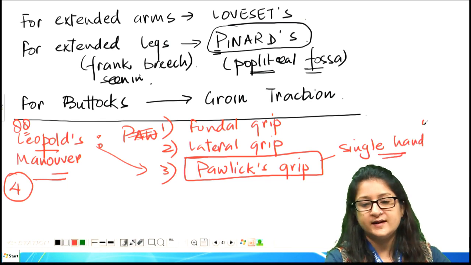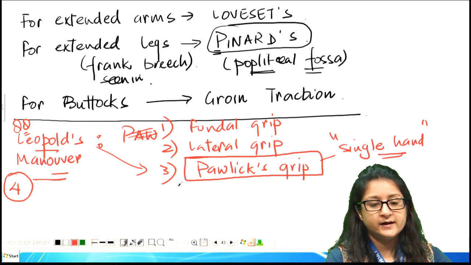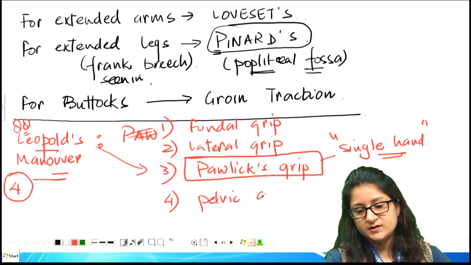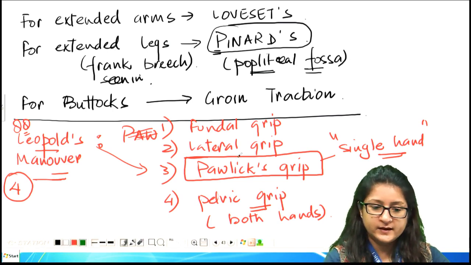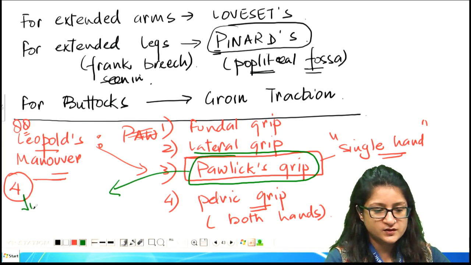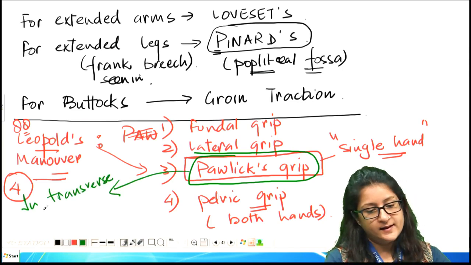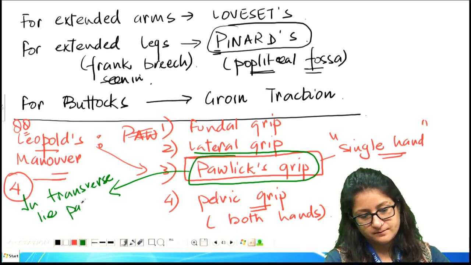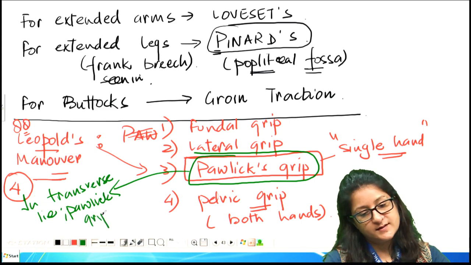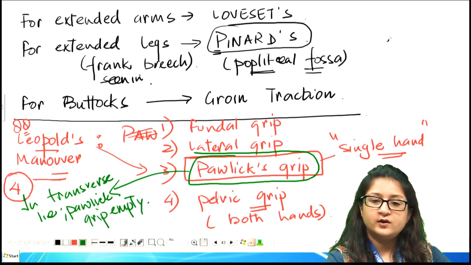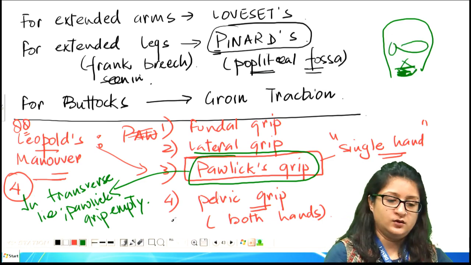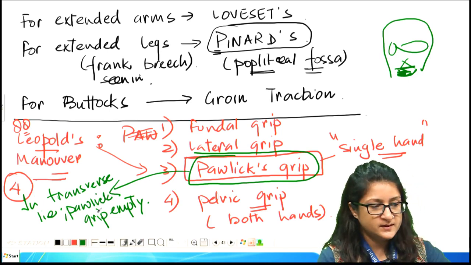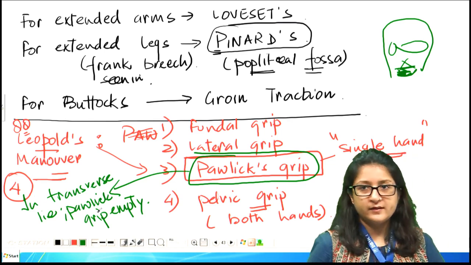If in the picture there is a single hand, it is the pawlik grip. Then comes the pelvic grip, which is the fourth grip, in which both hands are used. Another important point to remember about the pawlik grip is that in transverse lie, the pawlik grip is empty, because the fetus lies across and the grip is performed here, so this grip is empty.